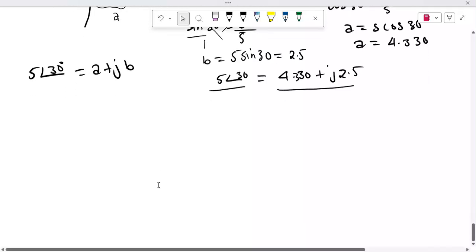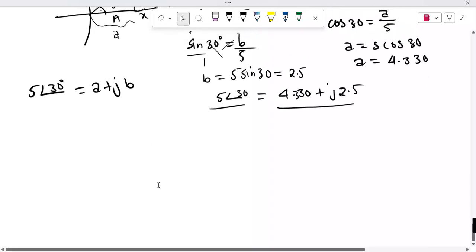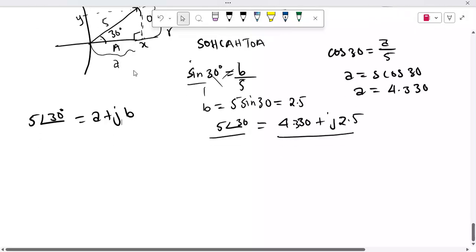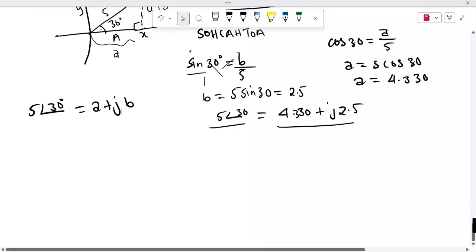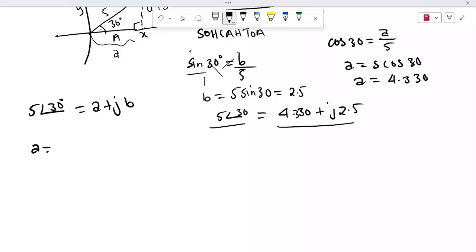So we know A is what? In the x-axis. So A is the same as in the x-axis. So for the x-axis we use cosine. So you just directly say A equals 5 cos 30. B we know is the y-axis. Y-axis is sine. So 5 sine 30.